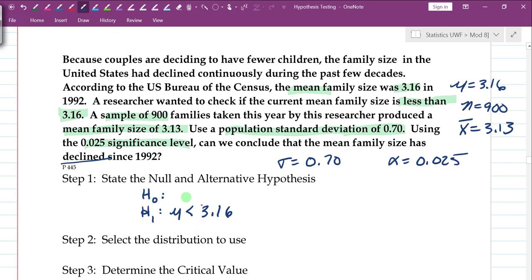H0 is going to be the opposite of the other. 1/6. There we go. Now, select the distribution to use. I have sigma, so therefore it is z. Determine the critical value. It's going to be a one-tailed test. It's going to be in the left tail.